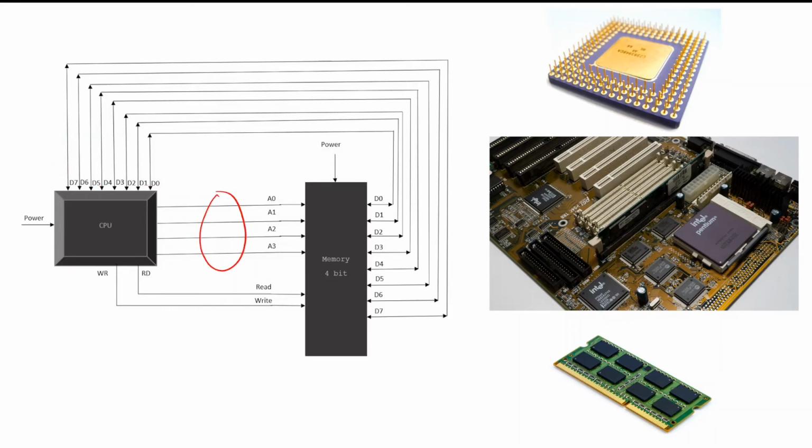The CPU's address bus is connected to memory's address bus. The CPU's data bus is connected to memory's data bus, and the read and write signals of the CPU are connected to the read and write signals of memory. Suppose the CPU wants to read a byte of data from memory. It places the address in the address bus and sends the read signal. The memory sends the data through the data bus that the CPU consumes.